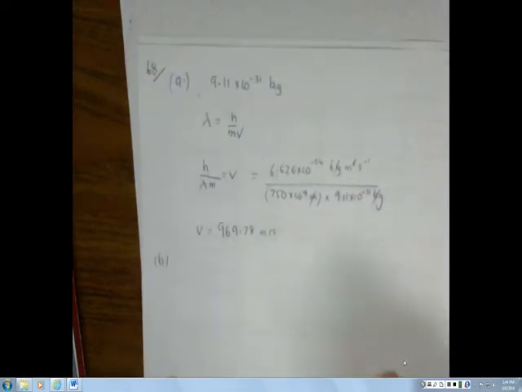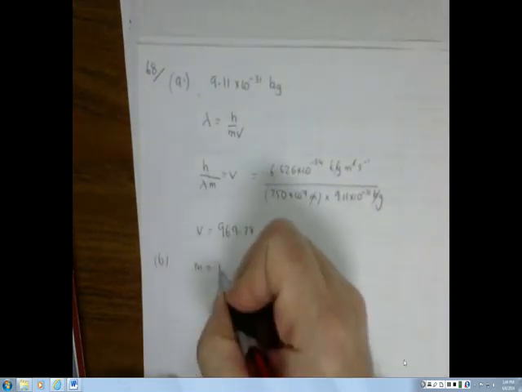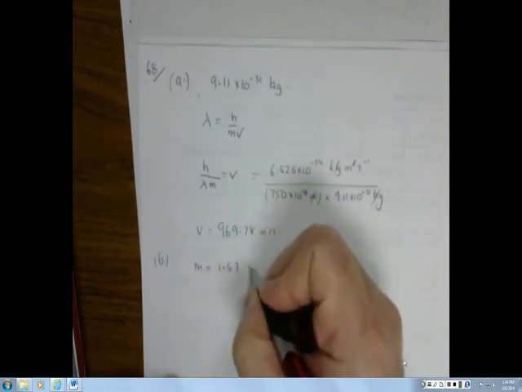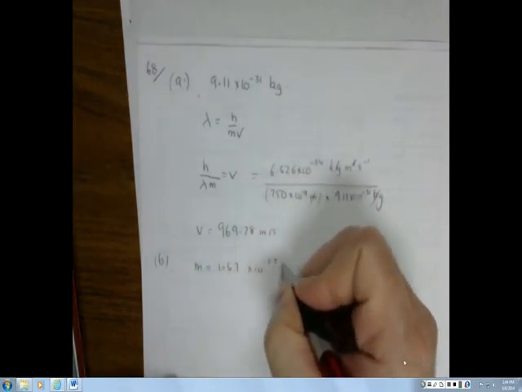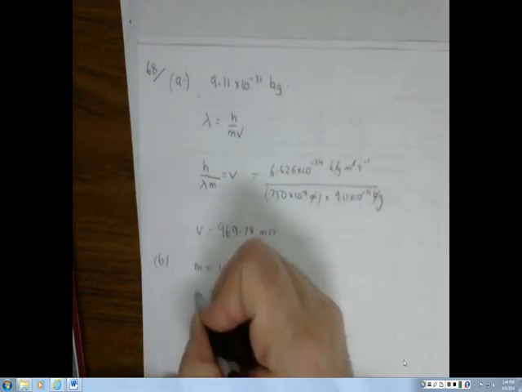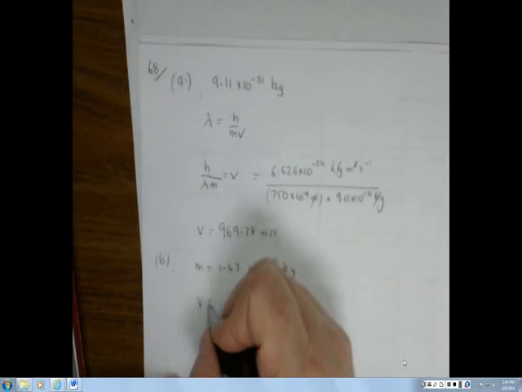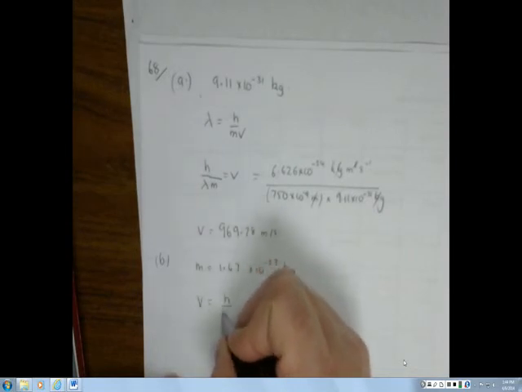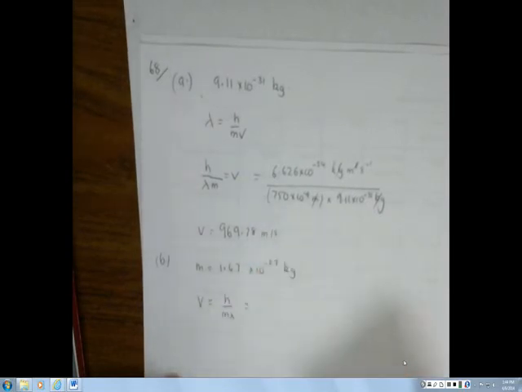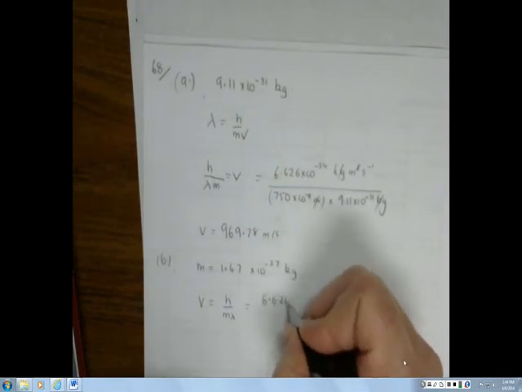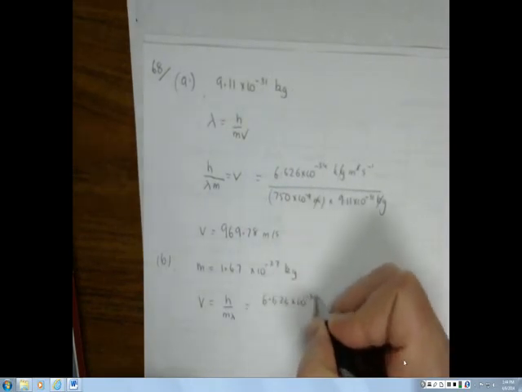So a proton has mass equals 1.67 times 10 to the minus 27 kilograms. And so now we've got to figure out its velocity. Velocity equals h on m lambda. We did that rearrangement before. 6.626 times 10 to the minus 34.